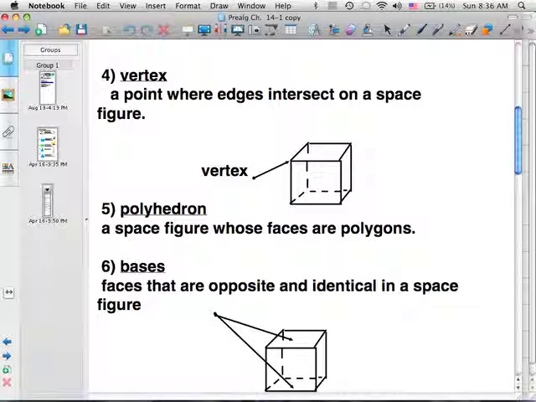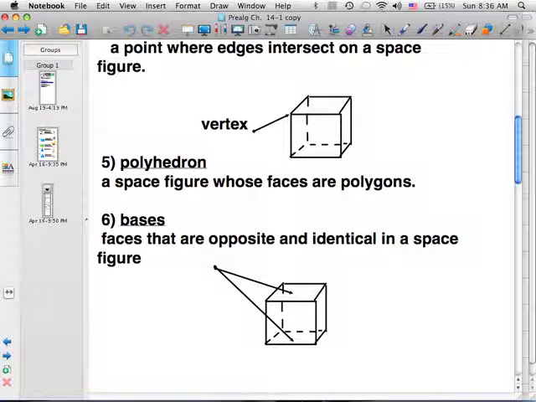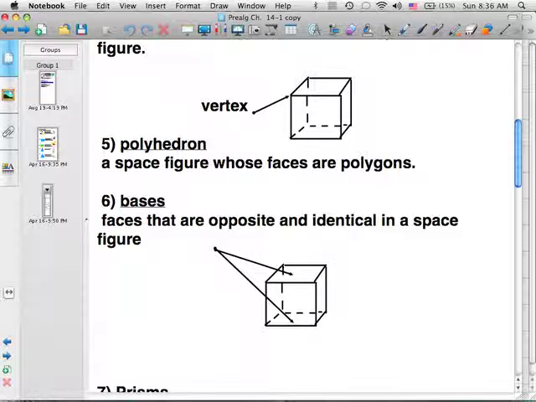So we call a space figure whose faces are polygons a polyhedron, poly meaning many faces. The bases are the faces that are opposite and identical in a space figure. So in a square, actually we have a number of bases. This face here is exactly the same as this face down here. So those could be considered bases.